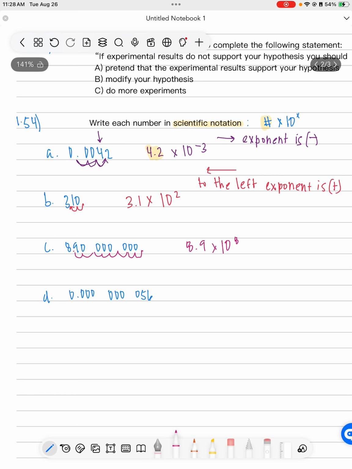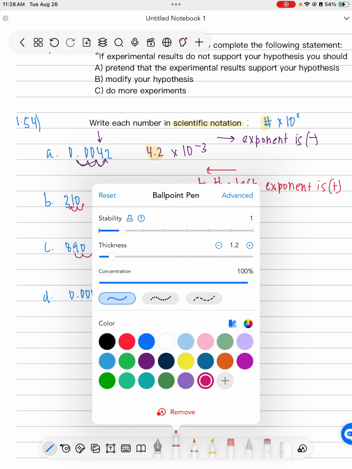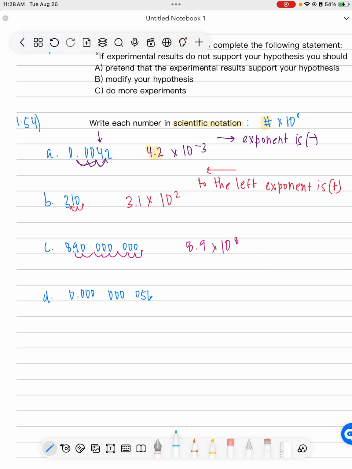Okay, our last one. Are we moving our decimal to the right or to the left? If we're moving it to the right, our exponent is negative. Another way you can think of this is that negative numbers are like smaller numbers, right? And these decimals are smaller numbers. So sometimes it's easier to memorize going to the right will give me a negative exponent. Or you can say, this is a really small number, so I'm going to have a negative exponent.